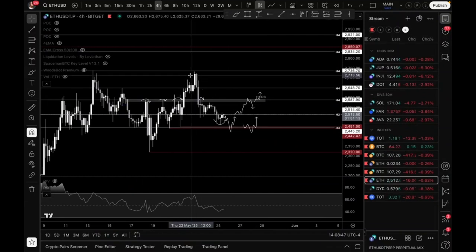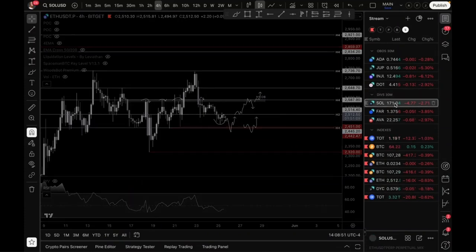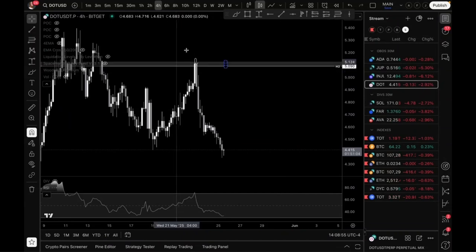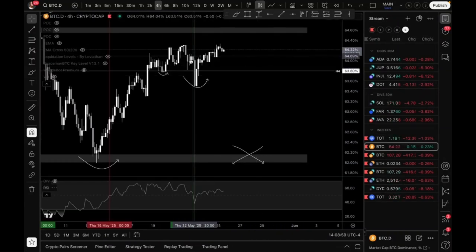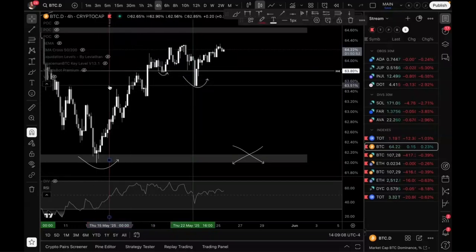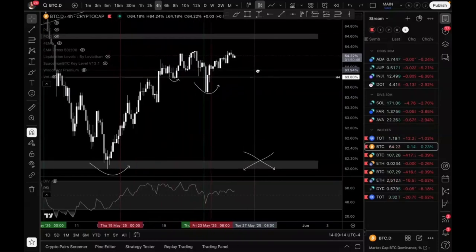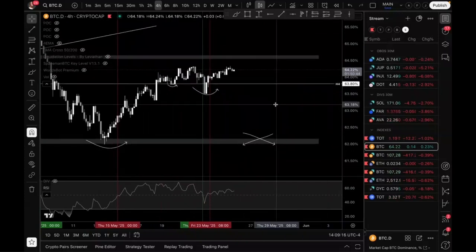Here, alts have been taking a beating. You can look at any of the alt charts. It's just been down, right? And you can see that Bitcoin dominance again has reclaimed this level. So this was like a false read, not a false read specifically, but you basically would just put it like reclaimed here, and so, short-lived.